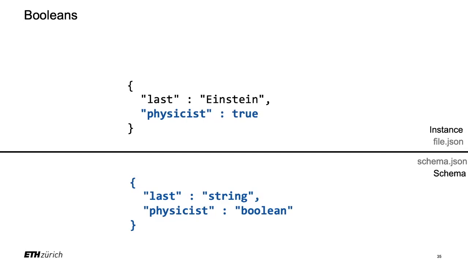Booleans, that's another data type from the menu. So here, physics is true. That's valid because physicist expects a Boolean. And what types do we have? Well, it's a whole menu. We have null as well. Null is also a type that has only one value, that is null.